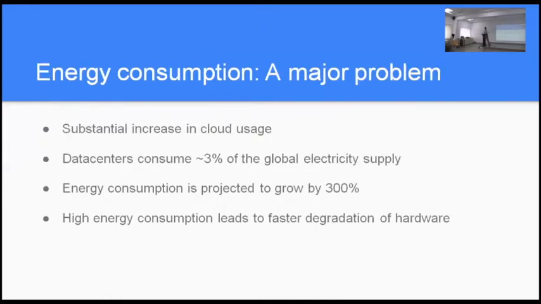Why is energy consumption such a big problem? By some estimates, 3% of the global electricity supply is going to data centers. That's very, very high. So imagine the amount of cost, the amount of money we're spending on just managing these data centers that are at the center of our lives these days. There's an estimate that it will grow up to 300% of what it is now.